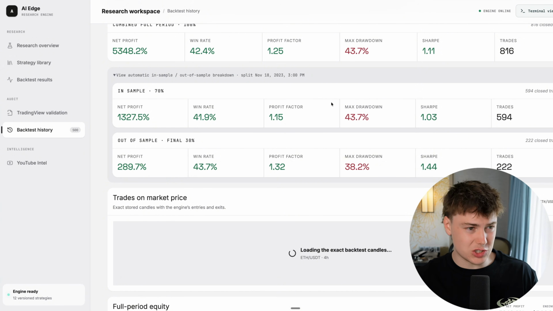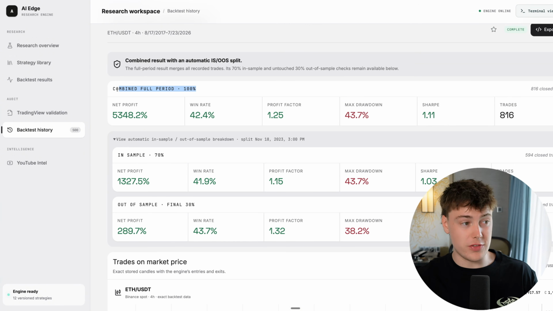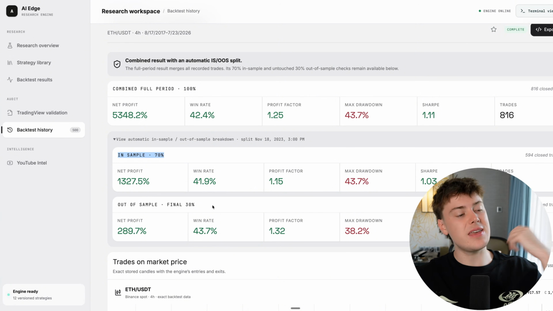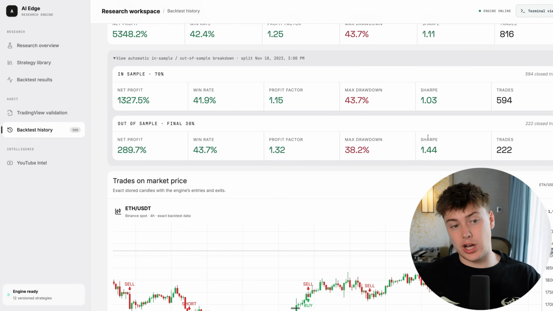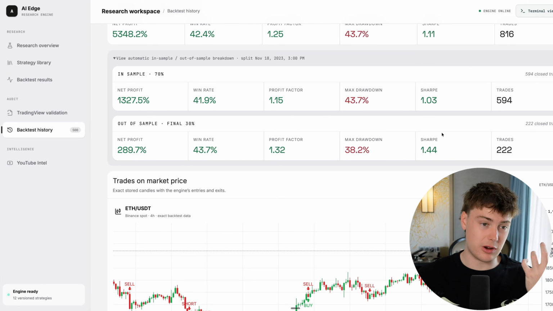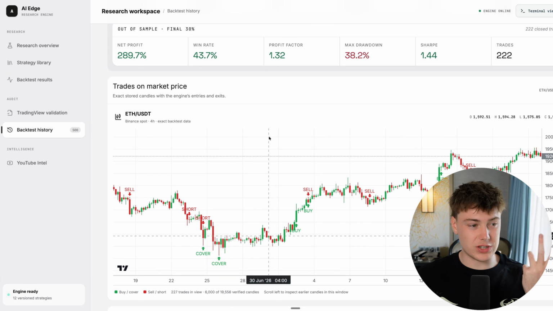So if you click into the strategy, you could see the full profit over the full period, including in sample, which is the first 70% up until November 18th, 2023. And then the out of sample, which is the final 30% from November 18th, 2023 until today. So you can see the win rate is very similar across both time periods, and it actually had a better Sharpe ratio in the most recent period, which means that it has better risk-adjusted parameters.